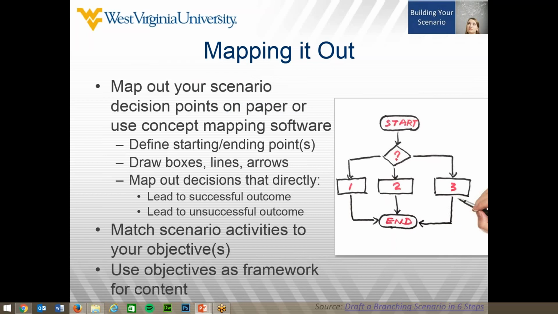All right, so we can talk a little bit about mapping out the scenario. Once you've gone through the basic decision points and so forth, as I mentioned, and you can see it looks like here that they have it on a little whiteboard. I like using whiteboards because it's just so forgiving when you just erase something. But we like to branch things out, define the starting and the ending points, drawing boxes and lines to the next section. And then just map out the decisions directly that lead to successful outcomes and lead to unsuccessful outcomes.